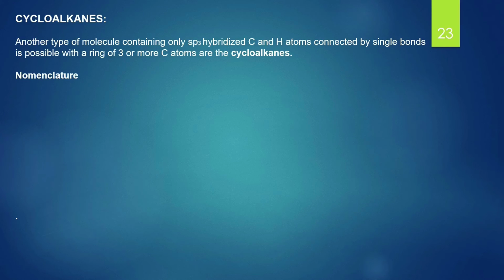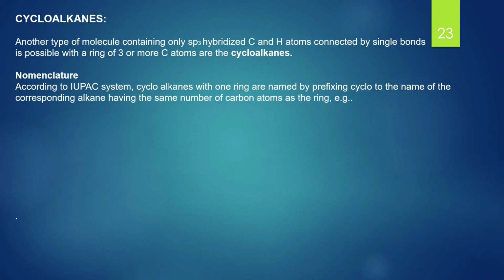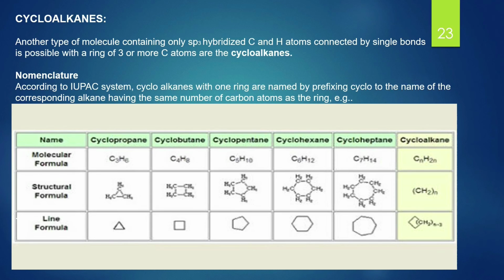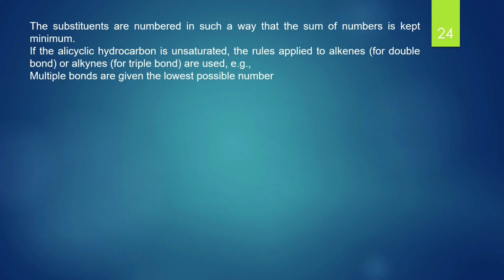How to name them? According to the IUPAC system, cycloalkanes with one ring are named by the prefix cyclo to the name of the corresponding alkane having the same number of carbon atoms as the ring. They may be called cyclobutane, cyclopentane, cyclohexane, etc. The substituents are numbered in such a way that the sum of numbers is kept minimum.